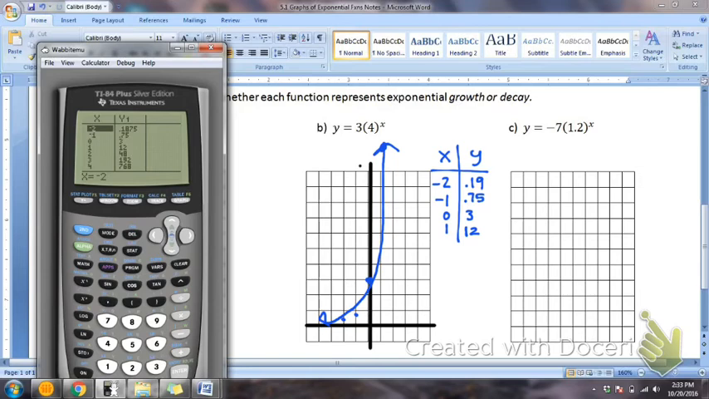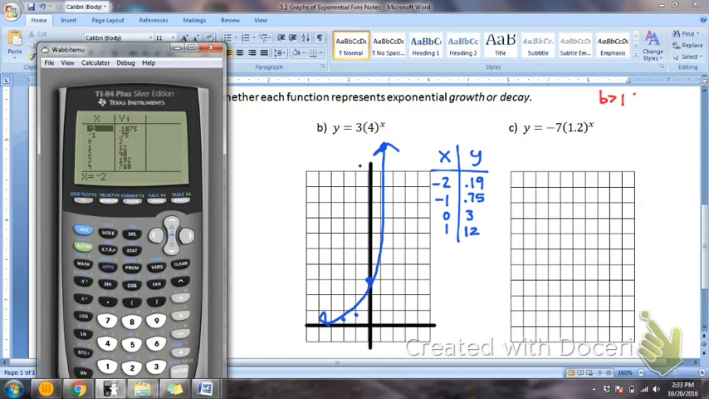Okay, on letter C, is this growth or decay, Crystal? Decay. Are you sure? How do you know it's decay? Well, it's a decimal. Okay, but is a decimal, what do we have to check to see if it's growth? Fraction. No. What does growth mean? The b value is what? Positive. Is greater than 1. Is b greater than 1?